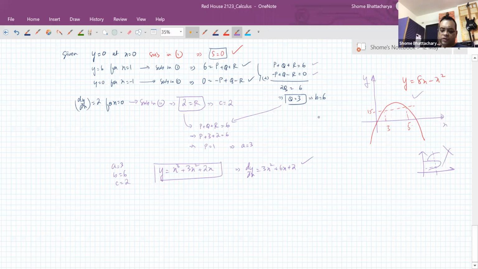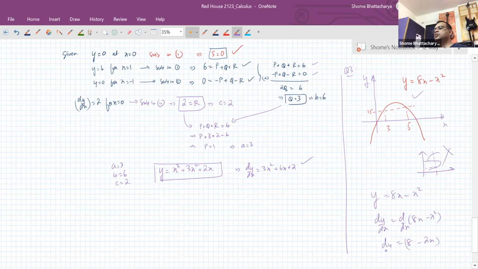Now coming to the next part, what you have to do is find the slope of the tangent at each of these points. So how do we find the slope of the tangent? This is question number 3. The function is given to us as 8x minus x square. You differentiate this, so you get 8 minus 2x. So the slope of the tangent at any point is the value of the derivative.